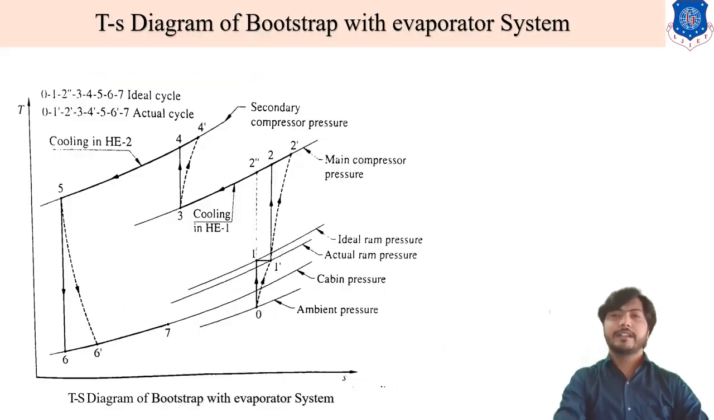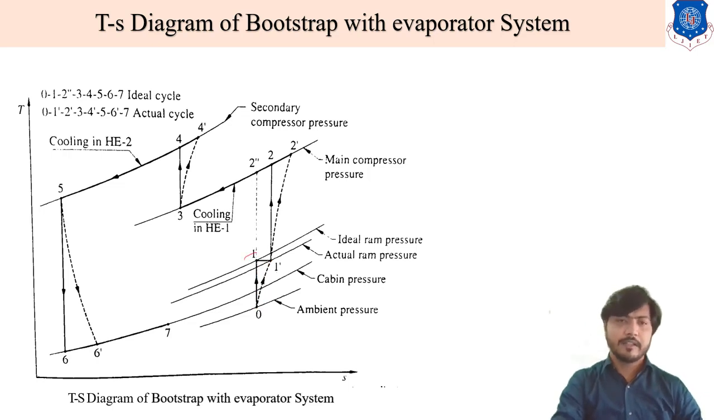So let's draw the TS diagram for this. Okay, so this is our TS diagram. The 0 to 1 process is an isentropic expansion without considering any losses, or a reversible process. But 0 to 1' is due to irreversibilities. It deviates to 0 to 1'.